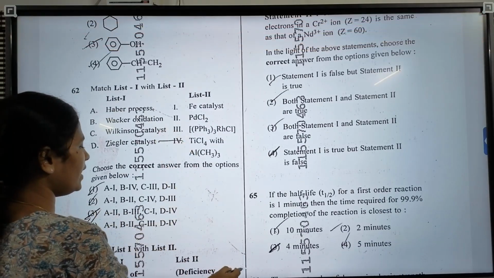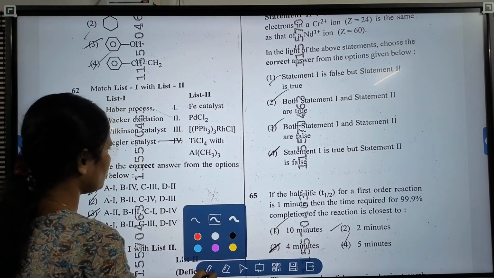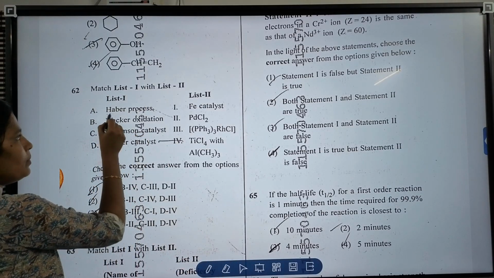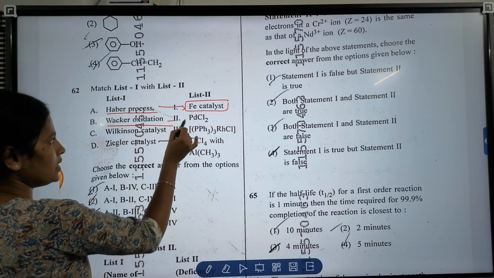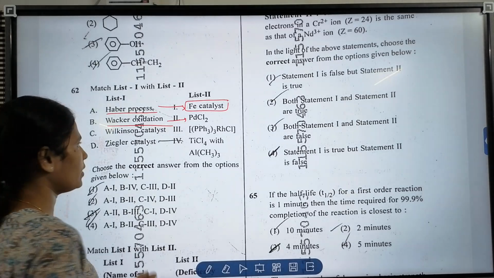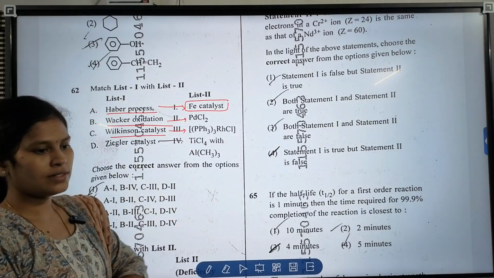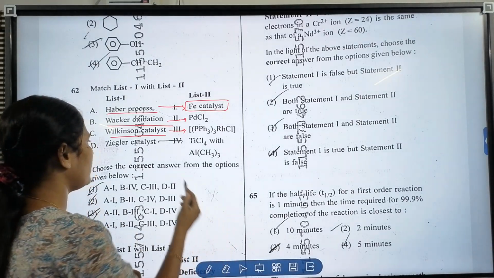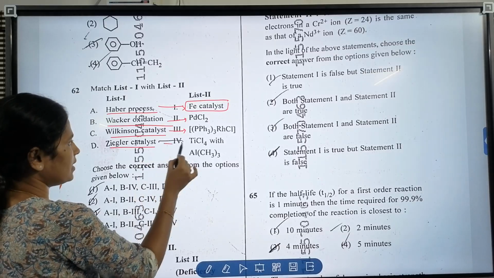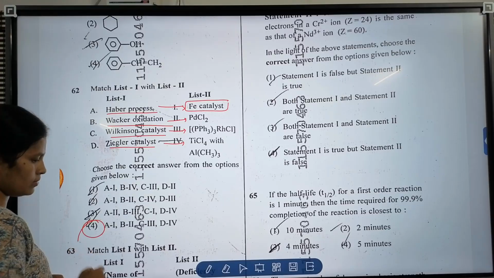The next one is a very direct question from the d block, coordination. Haber's process, it is iron, direct. Wacker's oxidation, palladium chloride. Wilkinson's catalysis, the same, tris triphenylphosphine chlororhodium, fine. And Ziegler-Natta, that is correct. So it's 1, 2, 3, 4. So it's the fourth option.